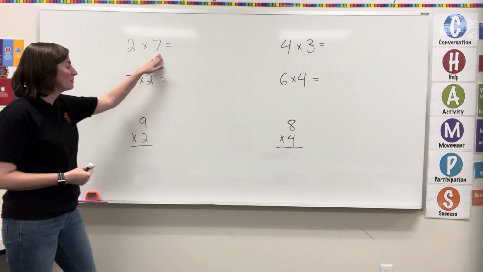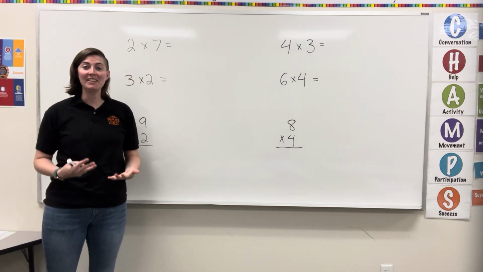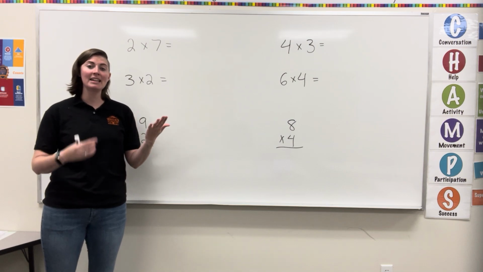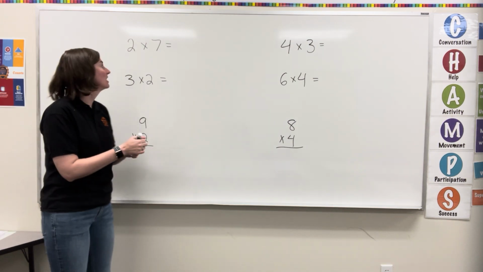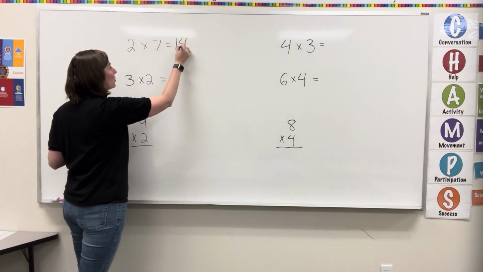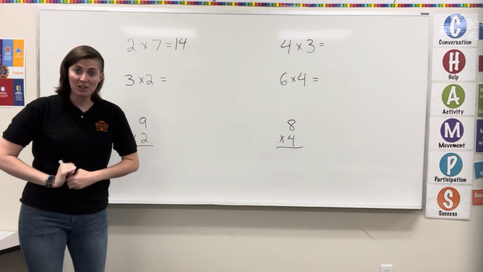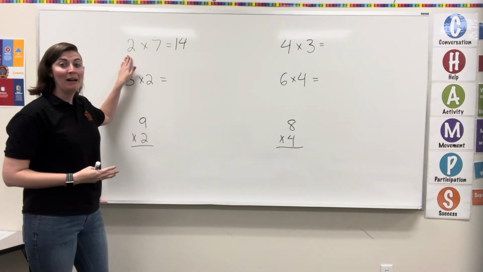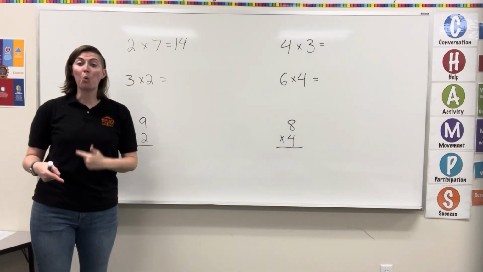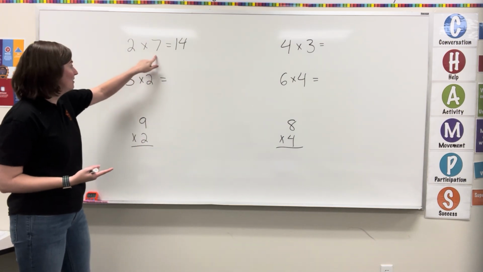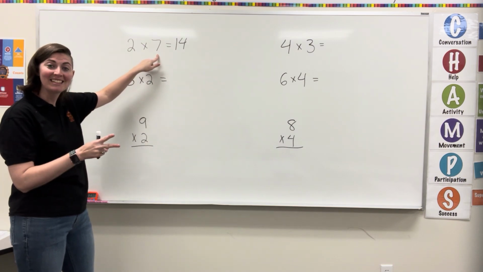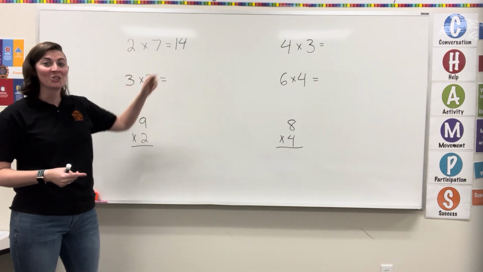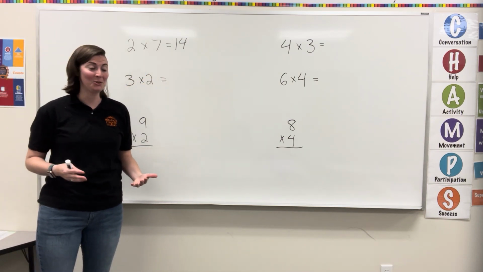2 times 7. That means I'm going to count by 2s 7 times. 2, 4, 6, 8, 10, 12, 14. So I know that 2 times 7 is 14. Another math trick that you can do is by doubling the number that's not 2. Multiplying by 2 means you're doing this number twice. So you can think of it as 7 plus 7, 7 twice. And that gets us 14 because 7 plus 7 is 14. So there's two ways to think about multiplying by 2s.